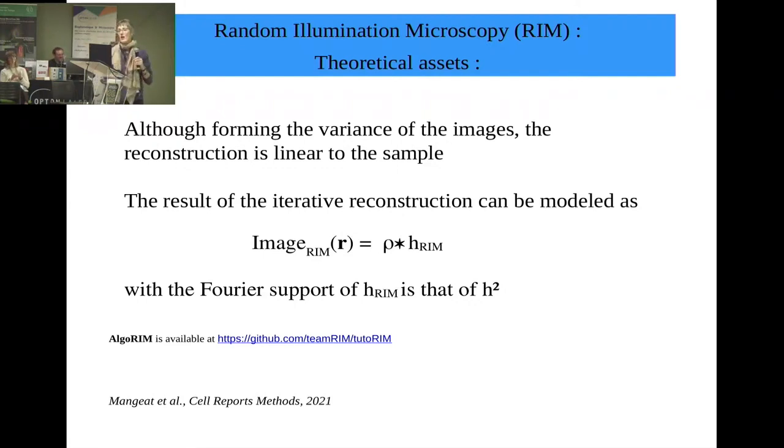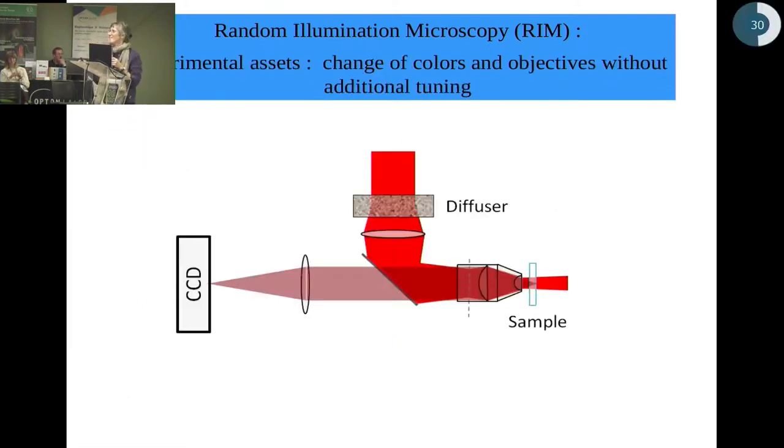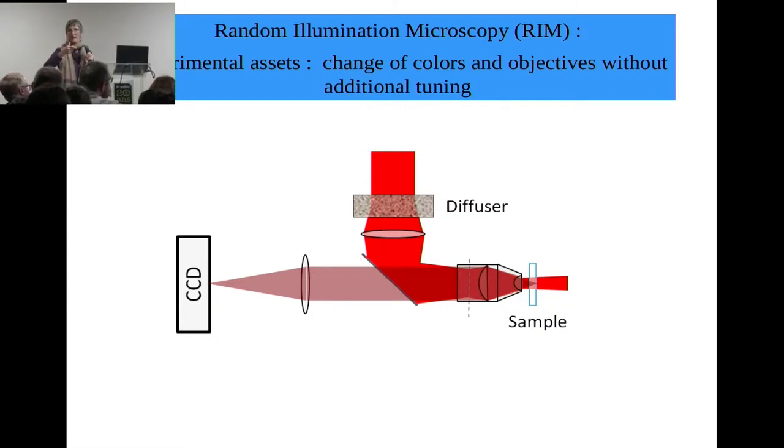The first, theoretically, it's nice. You have a linear relationship between your object and the image, up to nu h to nu h. This is nice from a theoretical point of view, and it's much easier to do. And it's very easy to change colors and change objective, because with the speckle, you take a diffuser, red light, green light, blue light, and the same diffuser works and you have speckles. So you don't have to change anything. When you change your objective, you don't have to calibrate again. It's really easy.